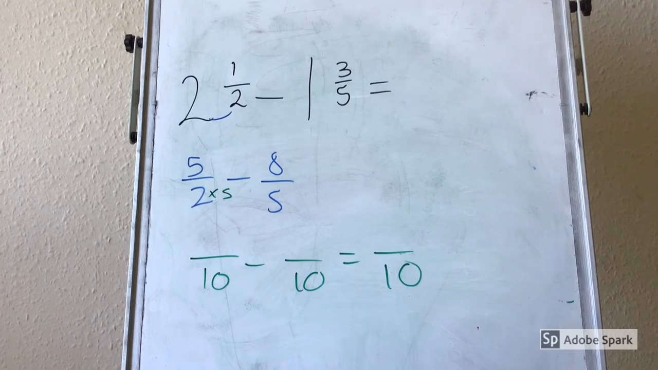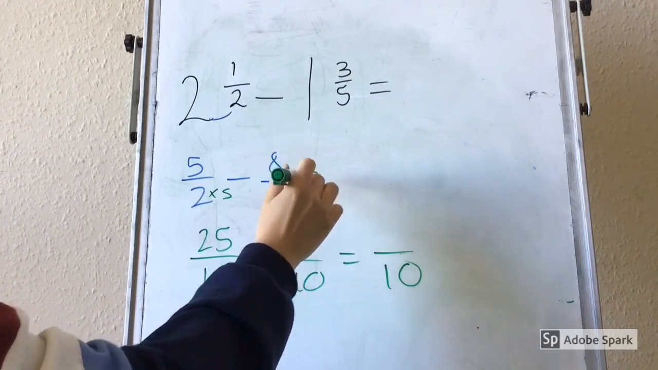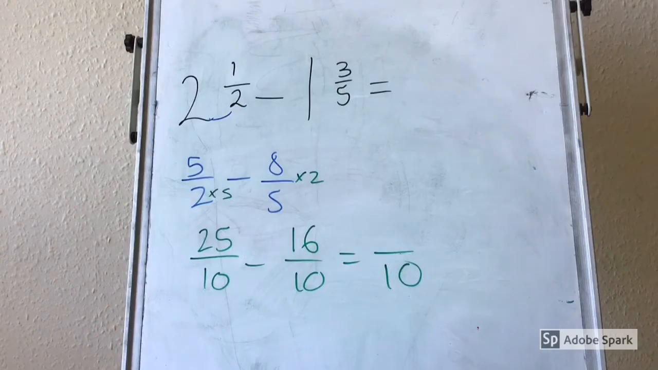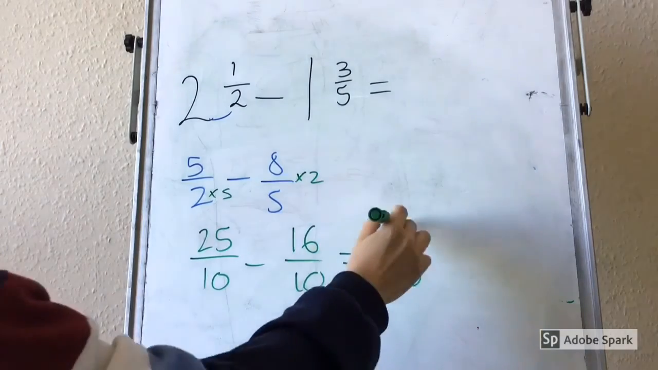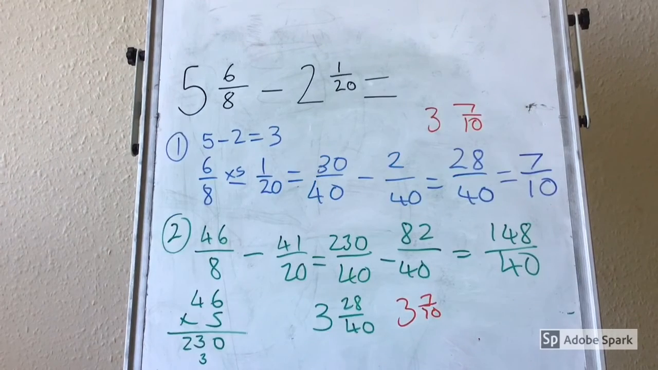So once they have converted to improper fractions, we can change them to have the same denominator, so we times this by 5. 5 times 5 is 25, times 5 by 2 to get to 10, and 8 times 2 is 16. Then we just need to do 25, take away 16, and we get 9/10. So remember, when you're doing subtraction with mixed numbers, sometimes it's possible to partition, but often you need to convert to improper fractions.